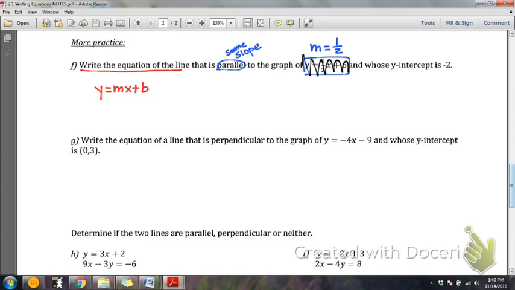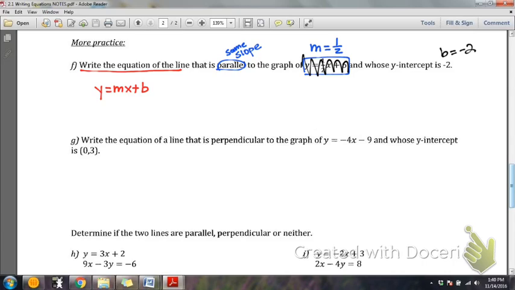And it tells me the y-intercept is -2. What letter in my equation, CJ, represents the y-intercept? In y equals mx plus b, what represents the y-intercept? Okay, and what letter does it go in for? B. Excellent. So my b over here is -2.